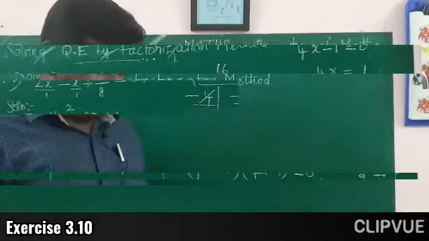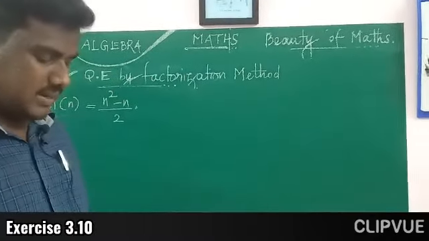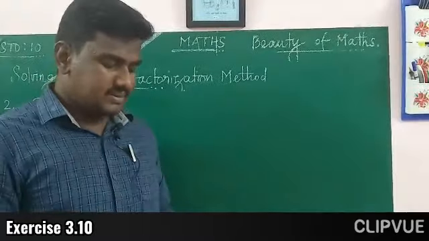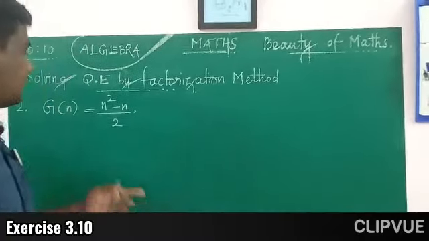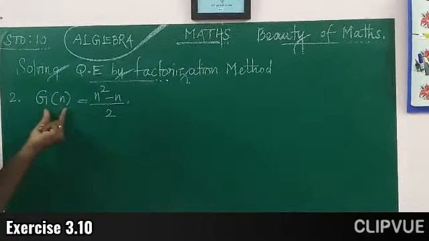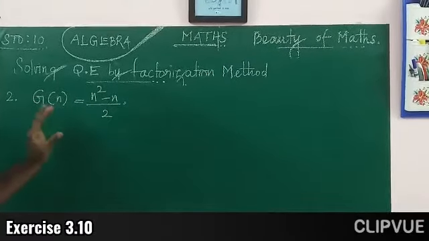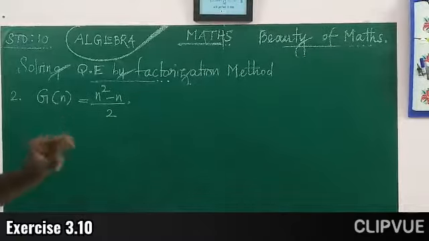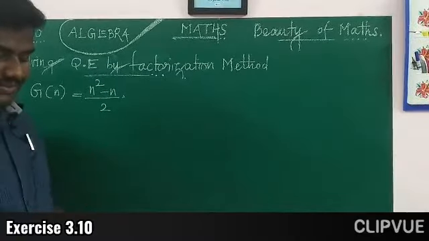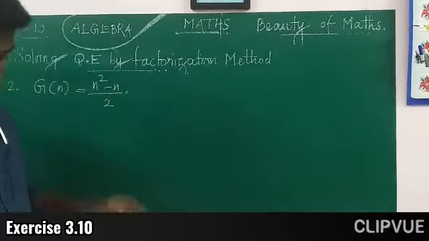Question number 2, word problem. The number of volleyball games that must be scheduled in a league with n teams is given by g of n, which is equal to n square minus n divided by 2. G of n is the total number of games, where each team plays every other team exactly once.